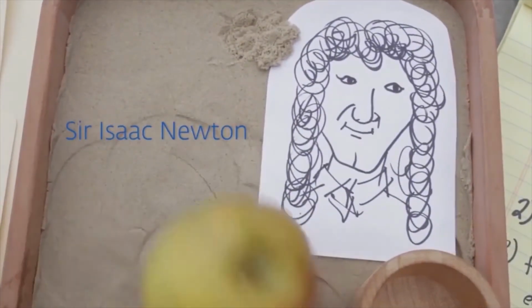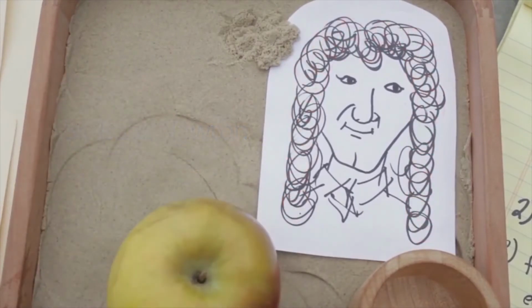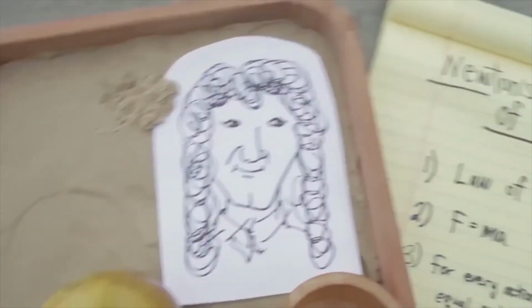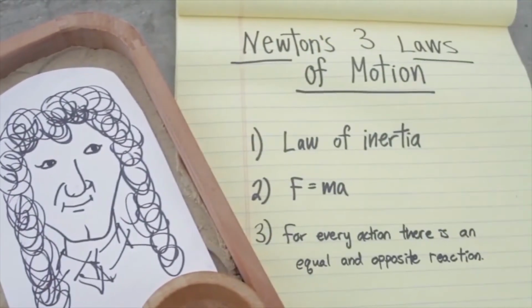Sir Isaac Newton. To me, he's famous for his hair. I mean, look at that. So nice, so curly, so much volume. To much of the rest of the world, Isaac Newton is famous for his 3 laws of motion and lasting contributions to the studies of physics and mathematics.